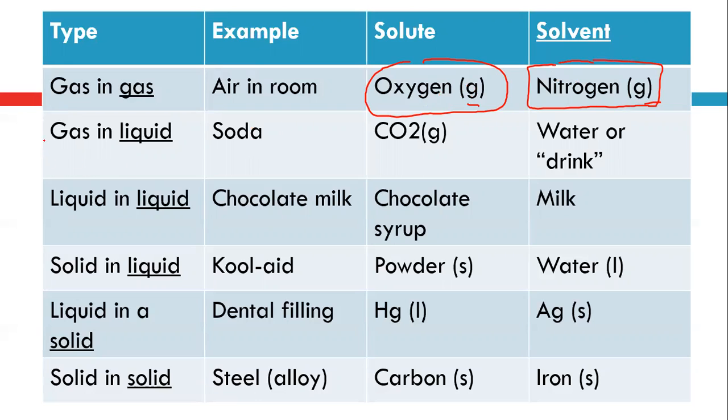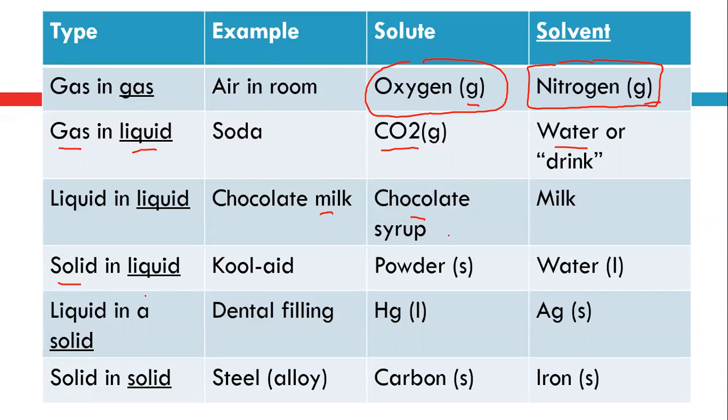So we can also mix a gas in a liquid. Think of a soda, where you're trying to put that carbon dioxide gas in, and the solvent is actually the water that you're adding the carbon dioxide gas to. For a liquid, a really simple example would be chocolate syrup in milk. The chocolate syrup is the solute that you're adding to the milk, and that's a nice homogeneous mixture.